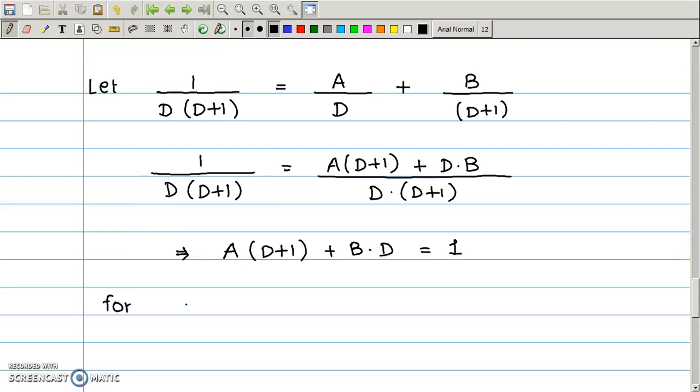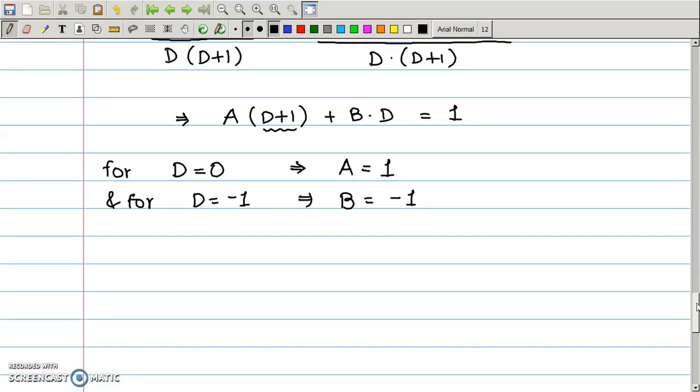So whenever we take d is equal to 0, the value for a is equal to 1, and for d equal to minus 1, this factor becomes 0. Therefore, b is equal to minus 1, if we substitute d is equal to minus 1. So these are your values. Therefore, we can rewrite 1 upon d into d plus 1 as 1 upon d minus 1 upon d plus 1.